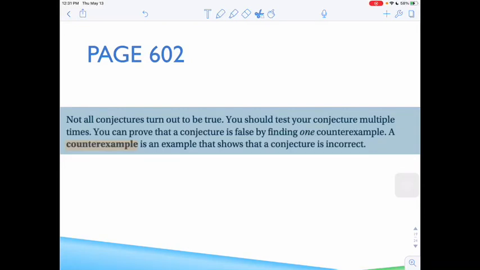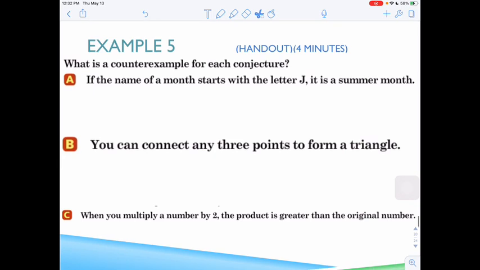Section 10.2, Example 5 on page 602. Not all conjectures turn out to be true. You should test your conjecture multiple times. You can prove that a conjecture is false by finding one counterexample. A counterexample is an example that shows that the conjecture is incorrect. For Example 5, we have to find a counterexample for each conjecture.